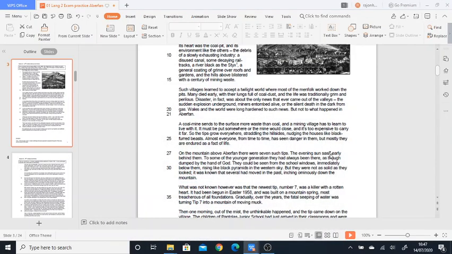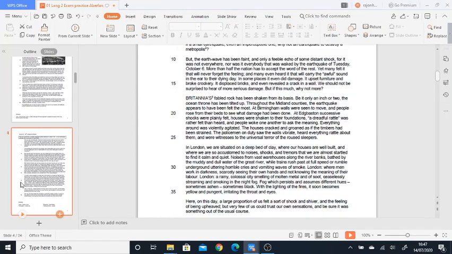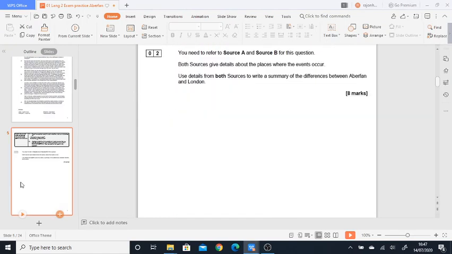So, hi year 10s, we're going to move on to language paper 2, question 2. So this is two texts about two locations, Aberfan and, I hope I'm saying that right, and London, and the kind of natural disasters, man-made disasters, you could also say, that have happened in those places. So the first question that we're going to look at is question 2, of course.